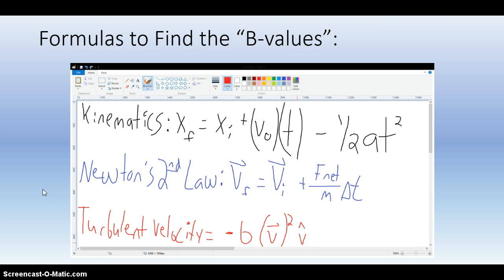How we're going to do this is with the three formulas that we learned in physics. The first one is the kinematics equation, which will be helpful for finding the final position after a certain amount of time. Newton's second law will be helpful for finding the final velocity after a certain amount of time. And the turbulent velocity will be helpful for finding the velocity with a certain wind resistance of the object. This wind resistance is what will make the water bottle travel faster than the piece of paper in the observations.